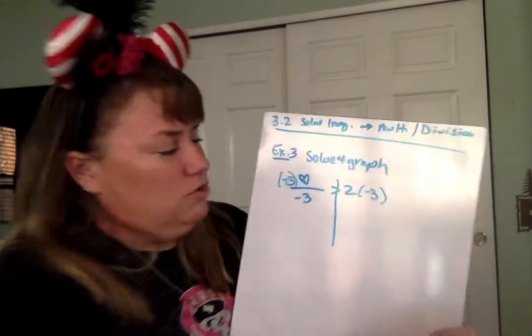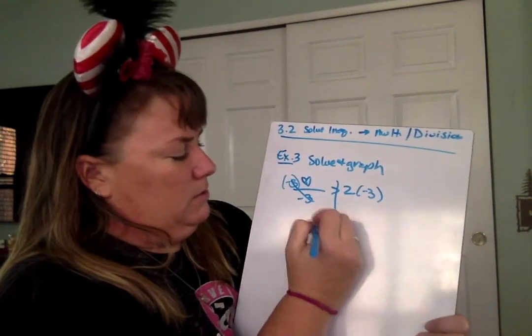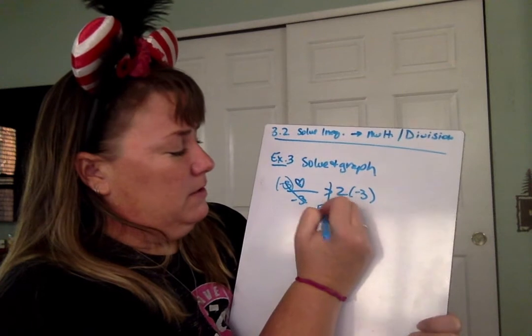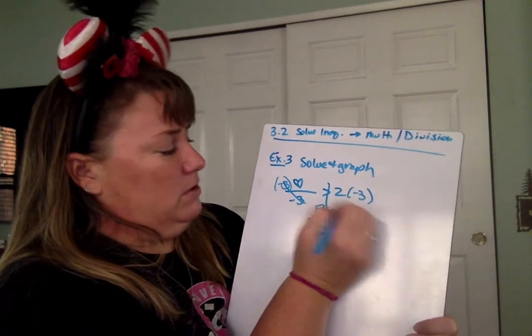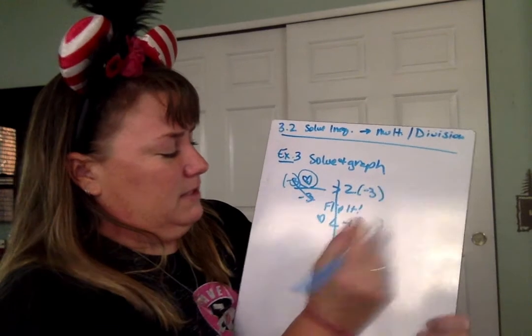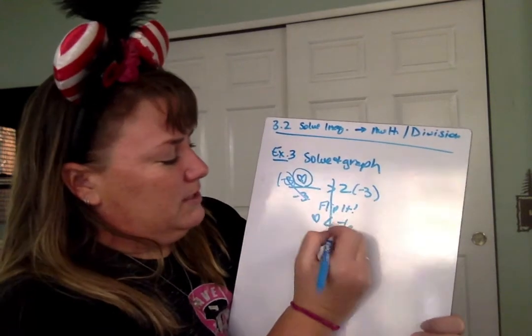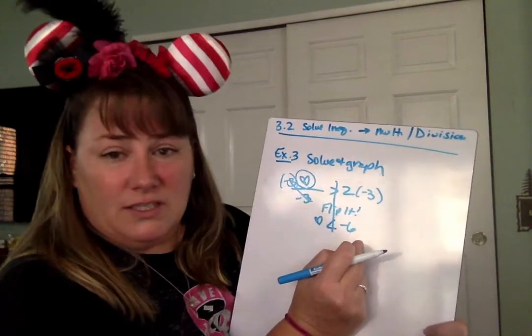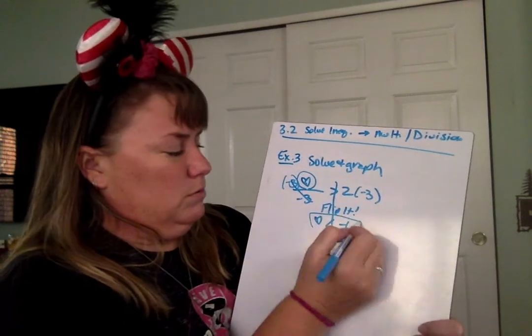And now what you want to do is flip this guy. So we have the inequality sign, flip it. I even write "flip it" in here. Flip. And so 2 times -3 is -6. So it's saying all real numbers less than -6 are going to make this inequality true.